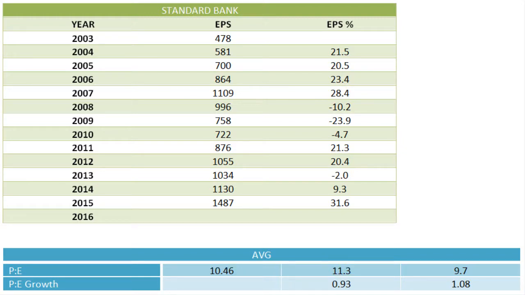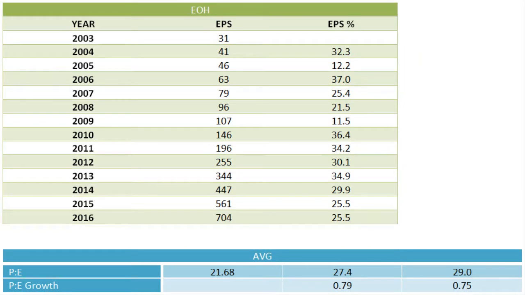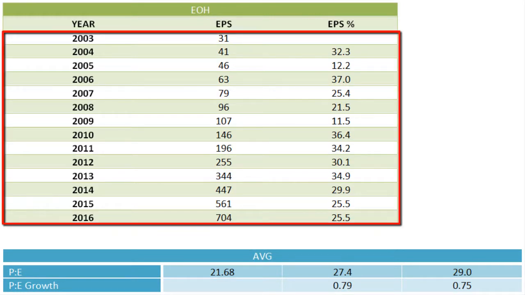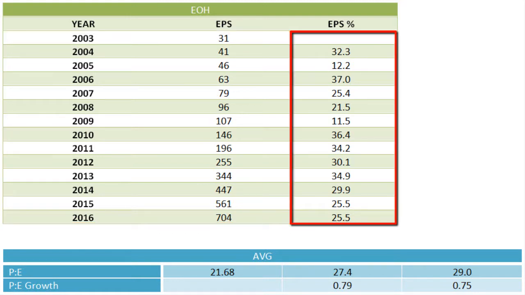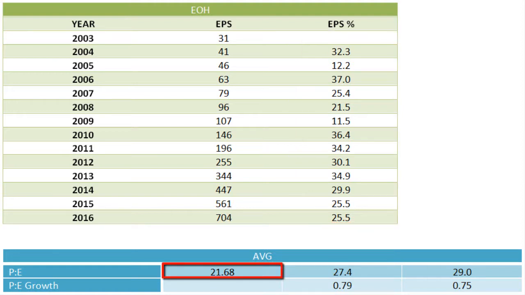If we look at another company, a very highly rated company, which is EOH, they are in the computer business, and you can see here again I've got figures from 2003 to 2016, and you can see that the average earnings per share growth over that whole period is 27.4%, which is pretty good. And the share, of course, because of that growth, is sitting on a PE of 21.68, obviously much higher than Standard Bank or Sasol. So this is a highly rated company.